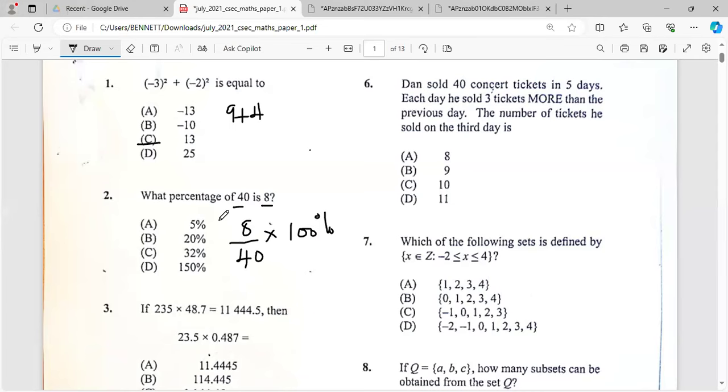8 into itself, 1, 8 into 40, 5 times, right? So it's basically 1/5. 5 into itself, 1, 5 into this, 20. So that would be B. Number 2 would be B.